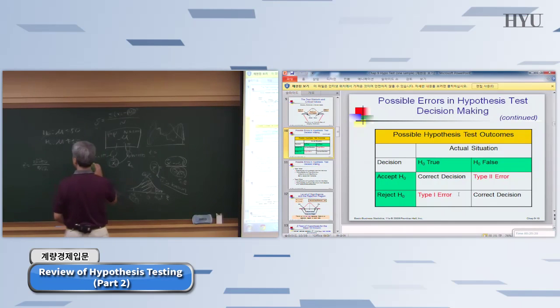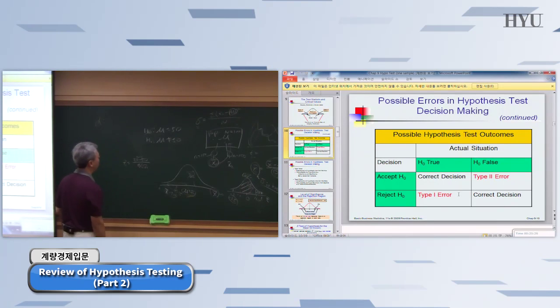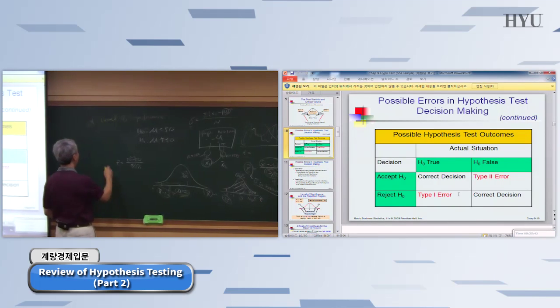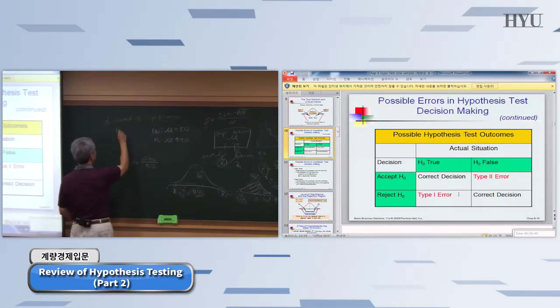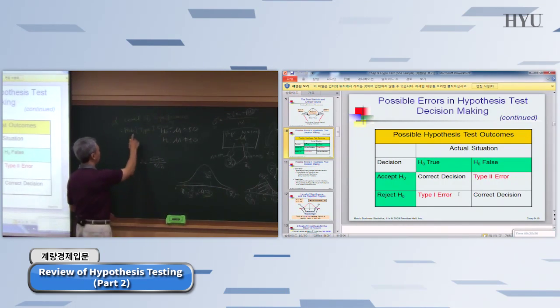Okay. Alpha, the name of alpha or definition of alpha is level of significance or significance level, right? And this is actually probability for type 1 error. Probability for type 1 error. Okay?